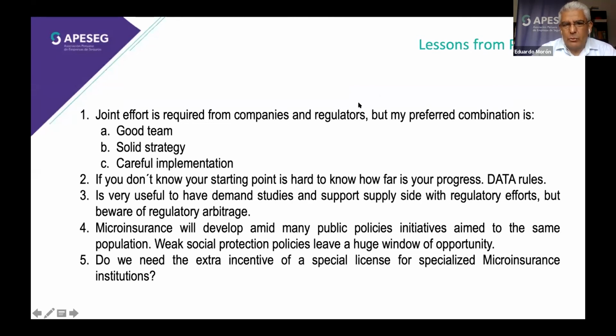And the last one is that we have to think, given the size of the market that we have to cover, regulators have to actually discuss internally if we need a special license for a specialized microinsurance institution. At least in the case of Peru, you do not have anything like that. You have the standard carriers that do everything, and there is no special license for institutions that are going to be aiming only at these particular markets.